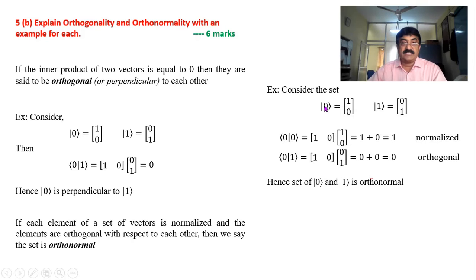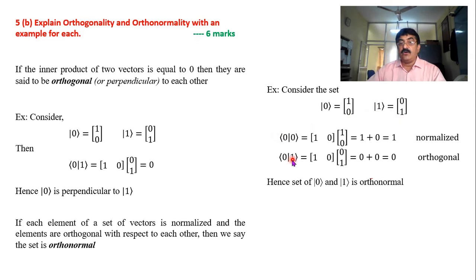Now consider the example, 0 and 1 as usual. Now I take 0 on 0. Bra 0 is the row 1 0, ket 0 is the column 1 0. Multiply 1 into 1 is 1, 0 into 0 is 0, so 1 plus 0 is 1, so that is normalized. This is what I told you: the inner product of the same vector is 1, so it is normalized. Now 0 is normalized. If you want, you can try for ket 1 and bra 1 also, but it is not necessary.